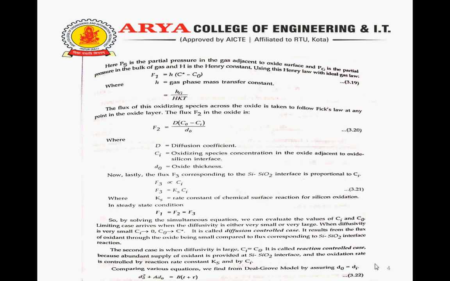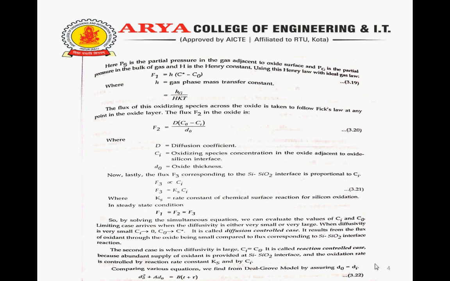The second case is when diffusivity is large, Ci equal to C naught. It is called the reaction control case because abundant supply of oxidant is provided at the Si-SiO2 interface and the oxidation rate is controlled by the reaction rate constant Ks and by Ci.